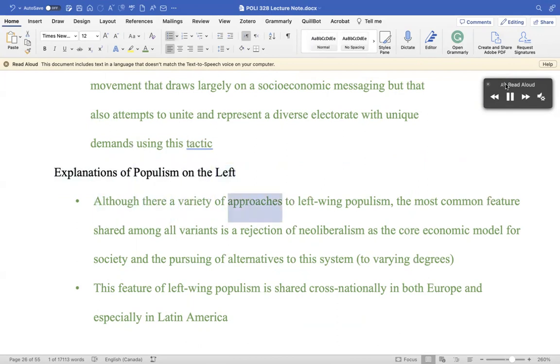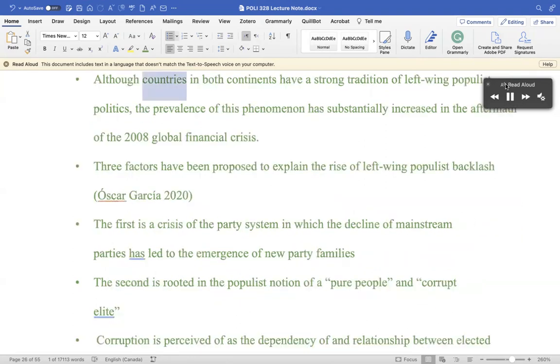Explanations of populism on the left. Although there are a variety of approaches to left-wing populism, the most common feature shared among all variants is a rejection of neoliberalism as the core economic model for society and the pursuing of alternatives to this system, to varying degrees. This feature of left-wing populism is shared cross-nationally in both Europe and especially in Latin America. Although countries in both continents have a strong tradition of left-wing populist politics, the prevalence of this phenomenon has substantially increased in the aftermath of the 2008 global financial crisis.